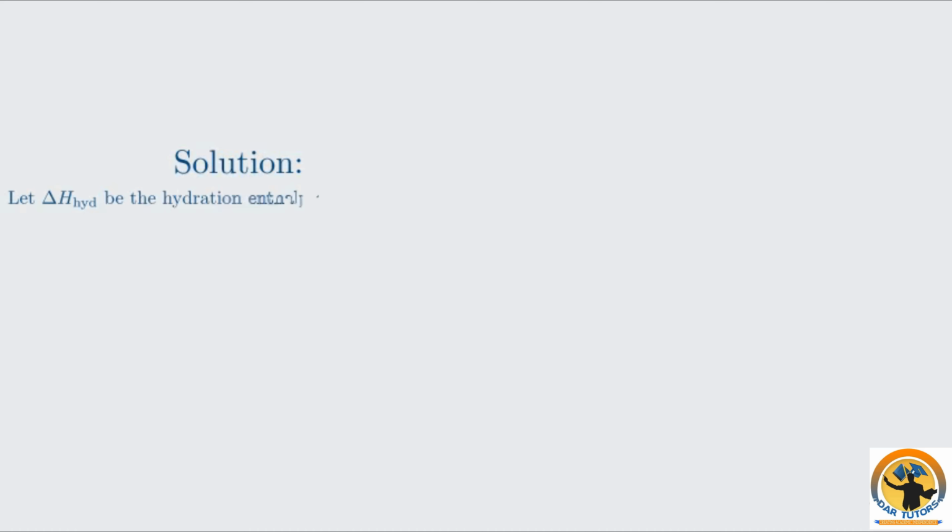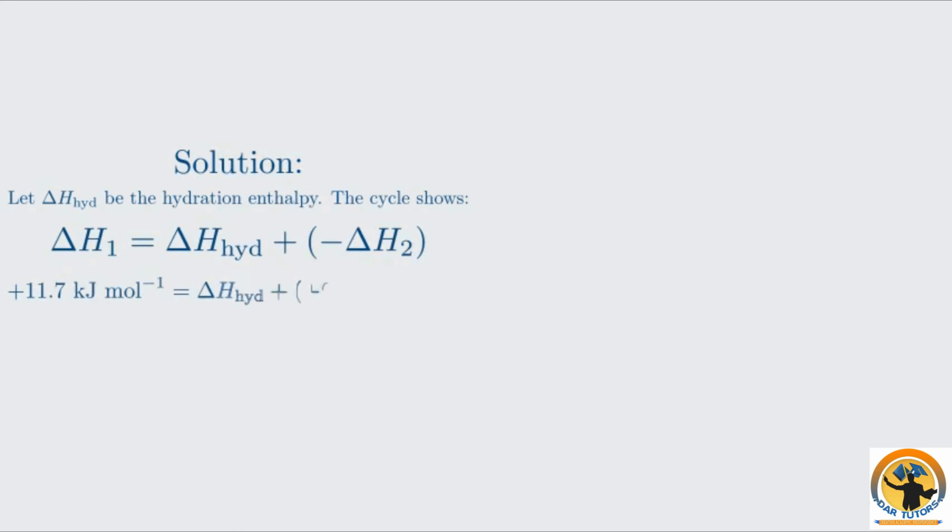Solution. Let the enthalpy of hydration be delta H. The cycle shows that the path through the bottom, delta H1, must be equal to our target path, delta H, plus the path up from the bottom on the right, which is the reverse of dissolution, or positive 66.5. Rearranging this gives delta H equals 11.7 minus 66.5, which equals -54.8 kilojoules per mole. This is an exothermic process.